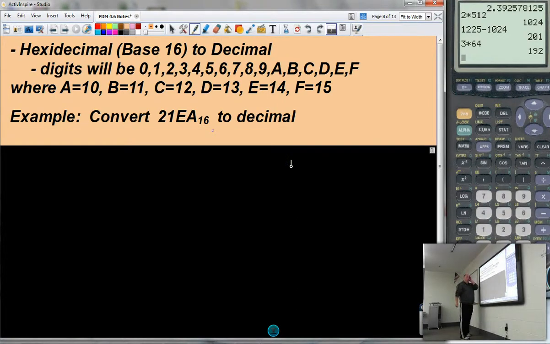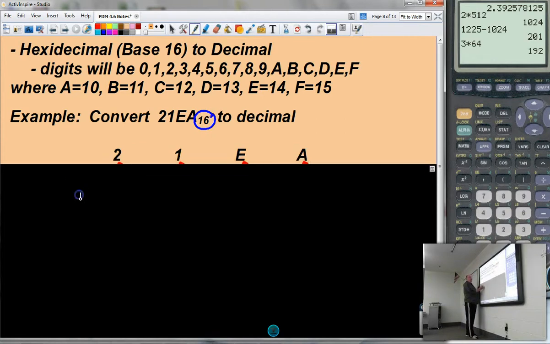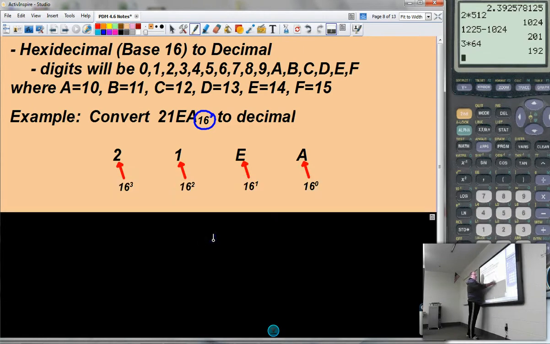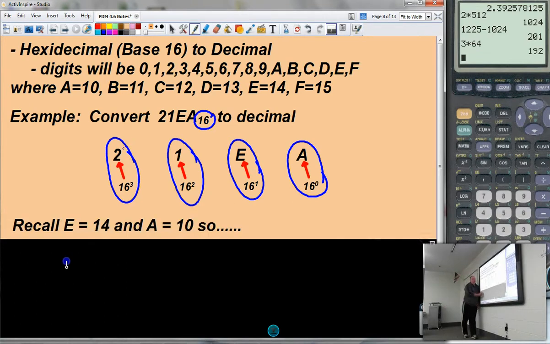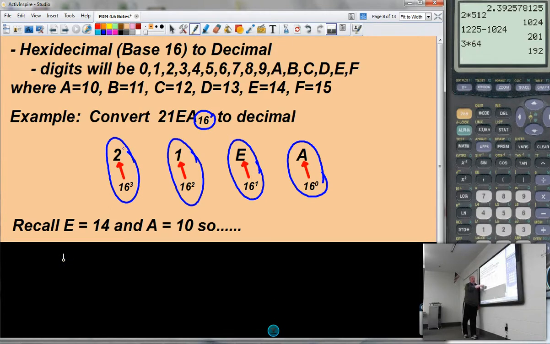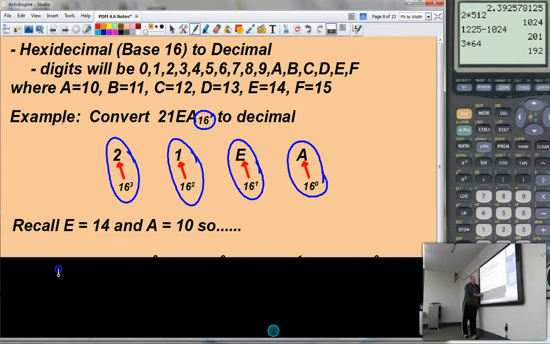Now, if you have 21EA base 16, and I want to convert to decimal, this is just your powers. So what I have is 21EA. The A value represents 16 to the 0, then 16 to the first, 16 to the second, 16 to the third. So to find my decimal, I'm simply going to recall that E is 14 and A is 10. So you're going to need to know that.